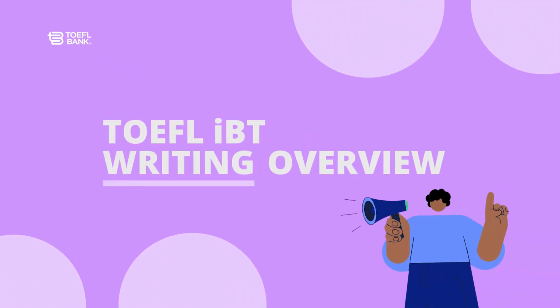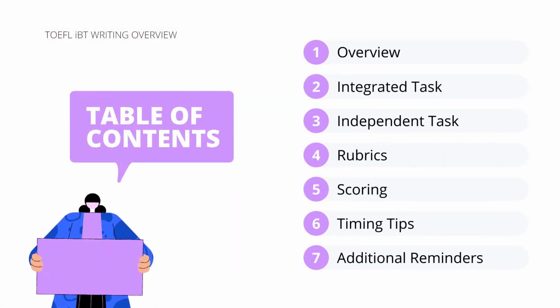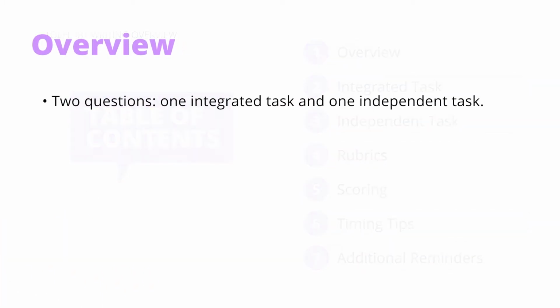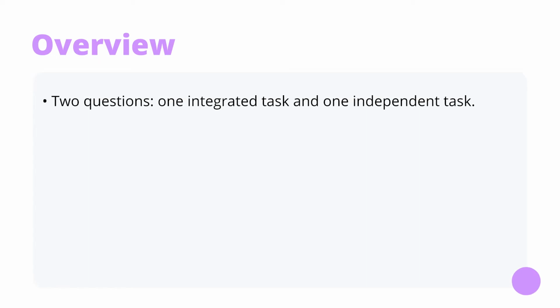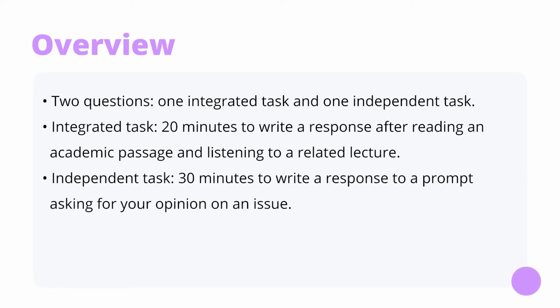Today, we'll give an overview of the writing section, including the integrated task, independent task, rubric, scoring, timing tips, and additional reminders. There are 2 questions in this section, one integrated task and one independent task. For the integrated task, you'll have 20 minutes to write a response after reading an academic passage and listening to a related lecture. For the independent task, you'll have 30 minutes to write a response to a prompt asking for your opinion on an issue.